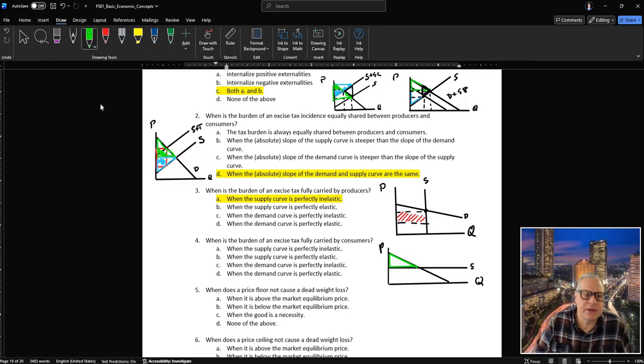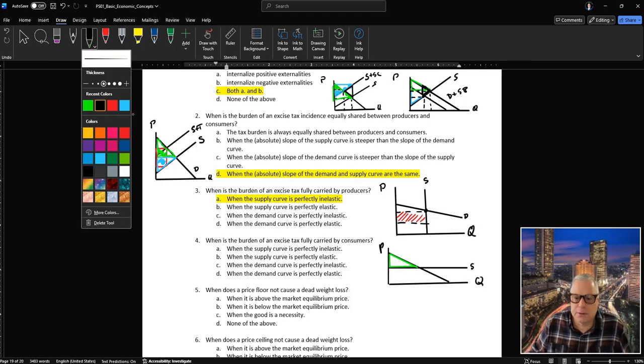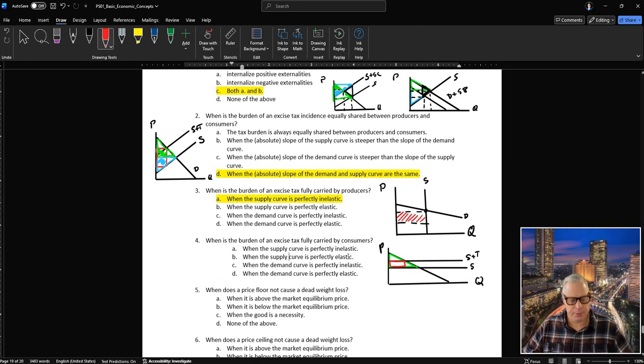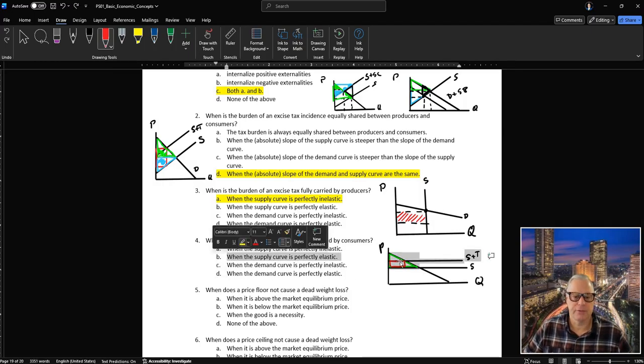But now we have a tax. So supply plus tax. And you see the tax revenue is now completely fed by what used to be former consumer surplus. So the answer is when the supply curve is perfectly elastic. So that's the correct answer.